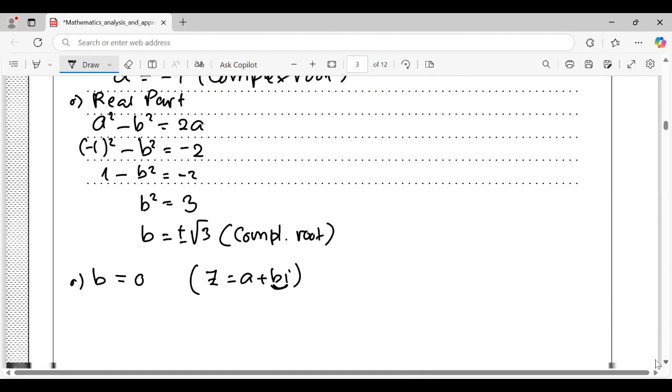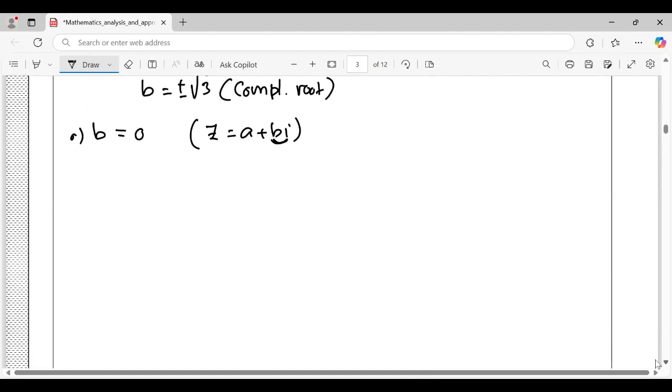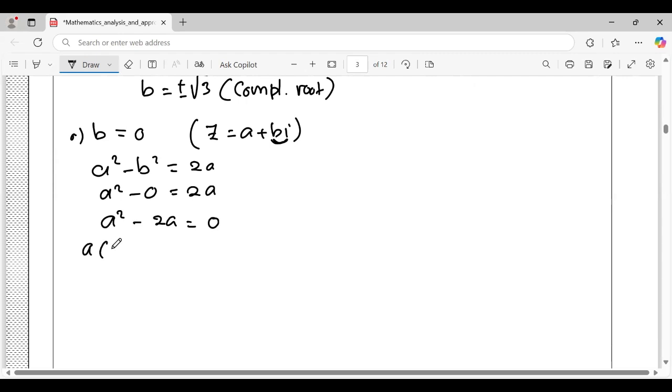If b equals 0, we can substitute into this equation: a squared minus b squared equals 2a becomes a squared minus 0 equals 2a. So a squared minus 2a equals 0, and factorize: a times a minus 2 equals 0. So there are two possibilities: a equals 0 and a equals 2.